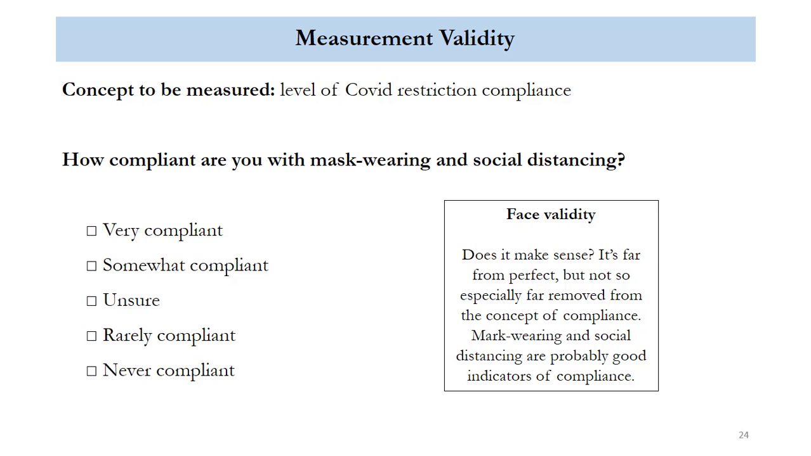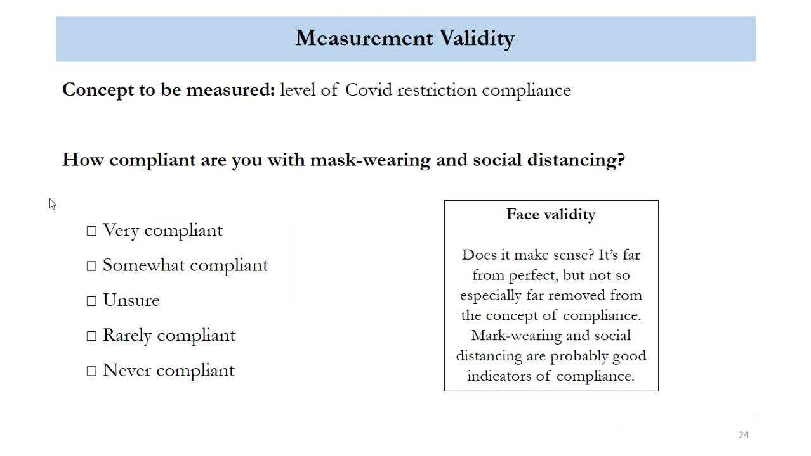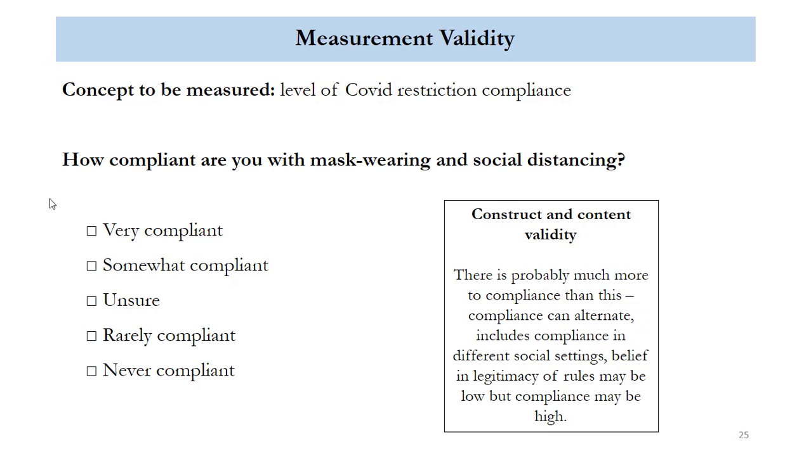And again, if we think about the conceptualization process and we're thinking about indicators, then mask wearing and social distancing are probably reasonable indicators of compliance. Other indicators could be things like limiting of social contacts. So instead of asking about mask wearing and social distancing, we could ask if they're minimizing the number of people they see. We could ask them if they're shortening the length of time they spend in public places and so on. These are all different possible indicators. So mask wearing and social distancing are probably good indicators. But if you remember back to last week, the problem with this question is it's double barrelled. It's asking about two separate things, mask wearing and social distancing.